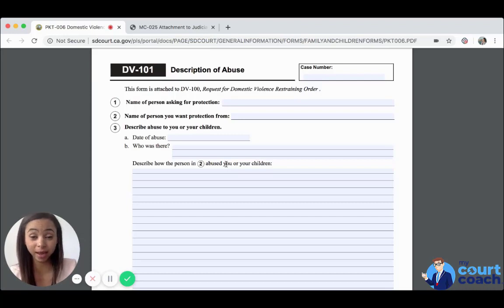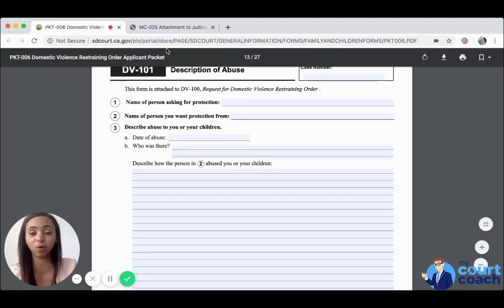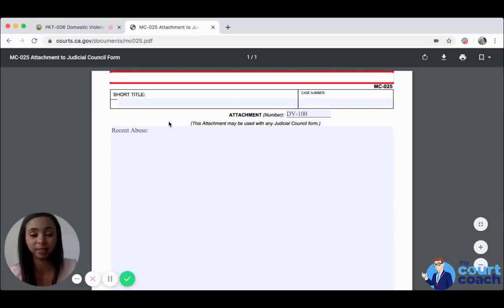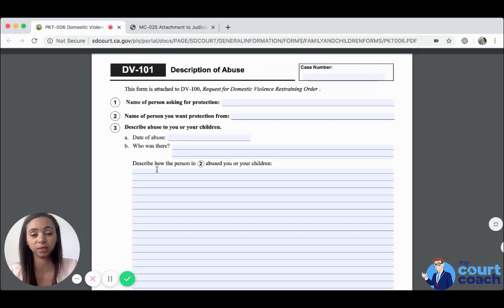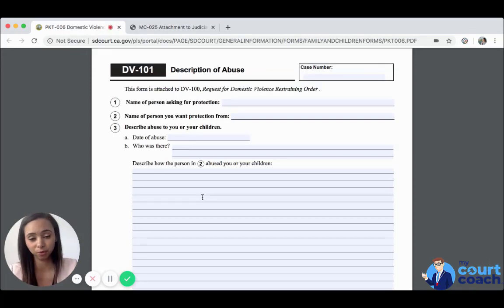You can use this form, or you could also use this form, the MC-025, and you can type in DV-100 and then just start talking about the most recent abuse and going through the abuse dates, from most recent to the latest. Now, you want to make sure that you write in the name of the person that's asking for protection, the name of the person that you want protection from, and then the date of the abuse.